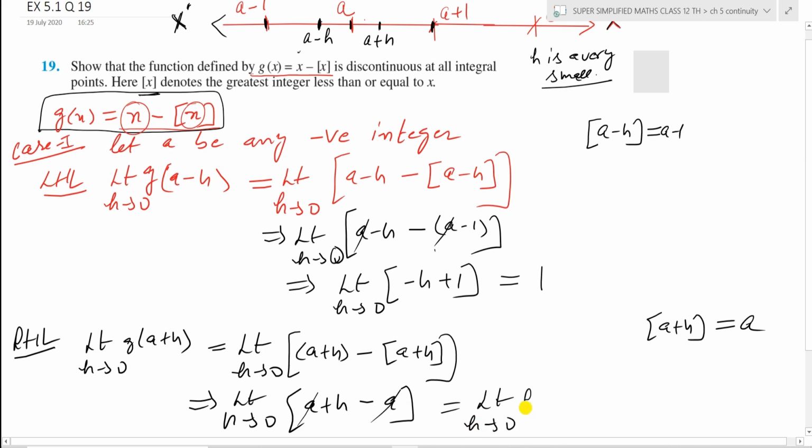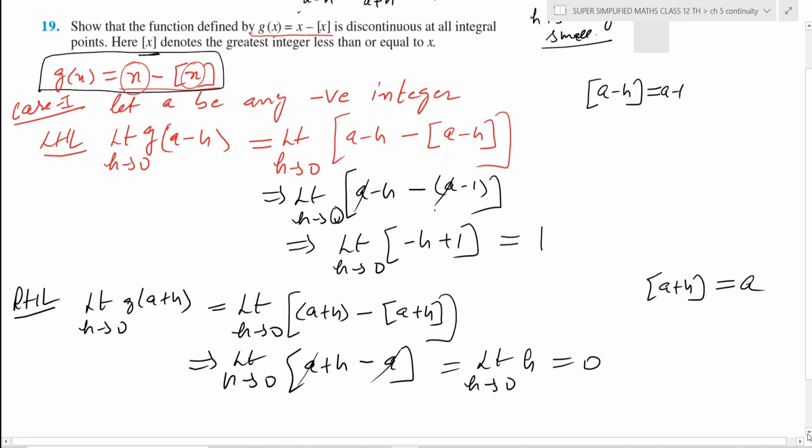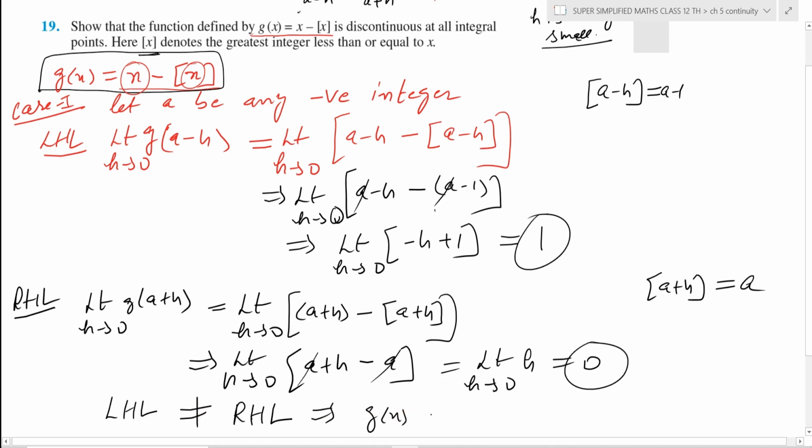which is 0. So now you can see, students, that the value of the left hand limit at this point is not equal to the value of the right hand limit at that point. The value of right hand limit was 0 and left hand limit was 1. So this implies that the given function g(x) is not continuous for negative integers. Now we shall prove that this is not continuous for positive integers and then for zero.